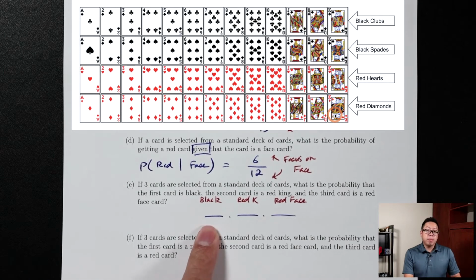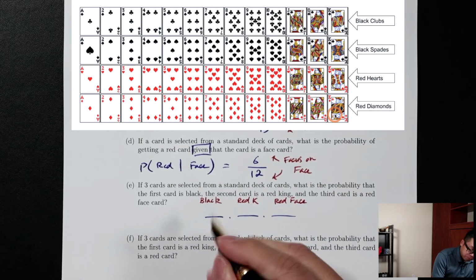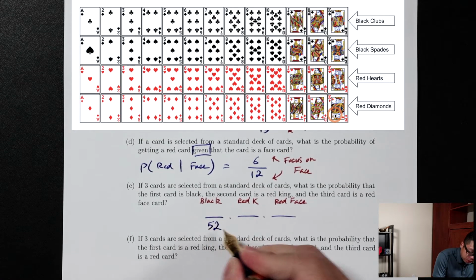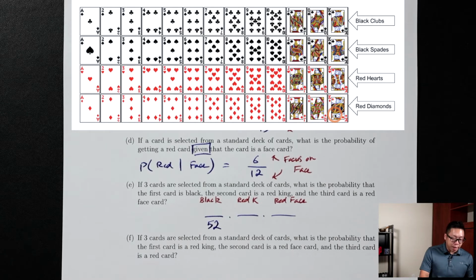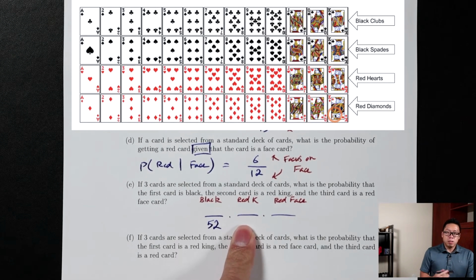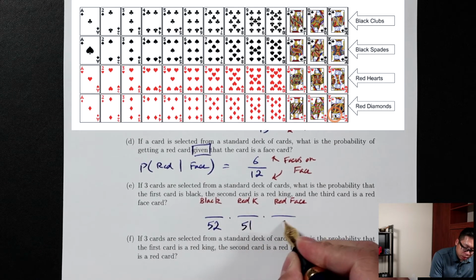Okay, for the bottom, the first fraction will be how many different cards can I choose from total. There's 52 cards total. And so for cards, when I pick a card, I'm not putting it back. Because I'm not putting it back, for the second fraction, the total is going to go down. It's going to be reduced to 51 and then 50.